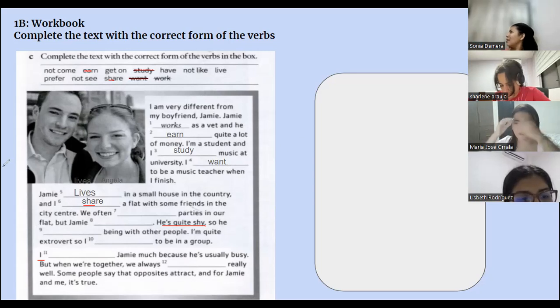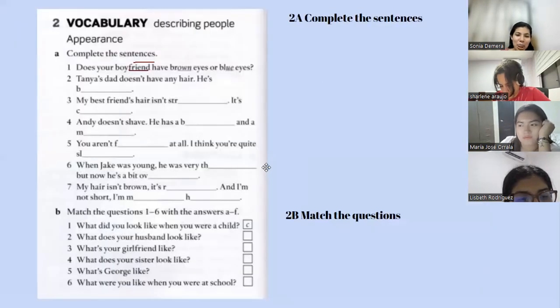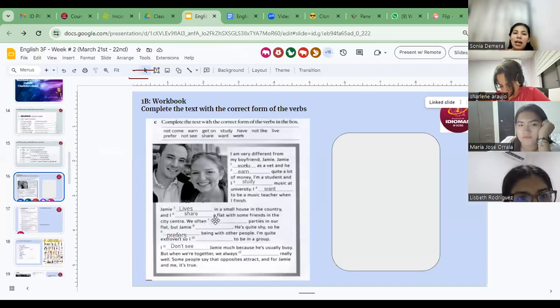Okay. Now when we did it in here, let me take this out and see if we can complete all the different words. Can you please help me? We often have parties, but Jamie doesn't come, right? Because he's shy. He doesn't go to parties. I don't see Jamie much. We always, and then here we have to complete the words. But you did not write your name. Don't forget to add your name.